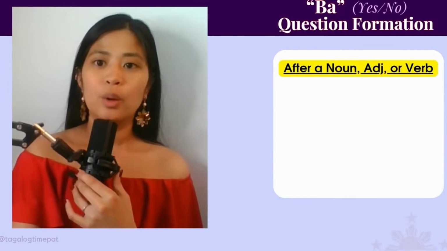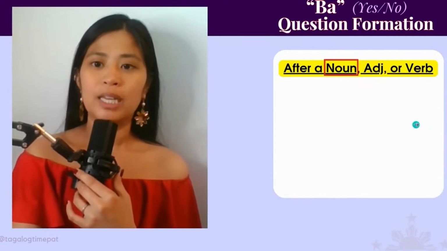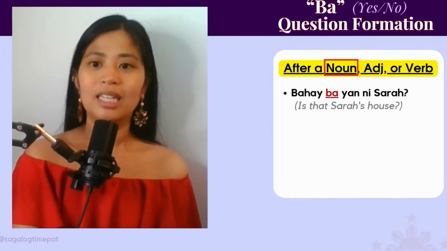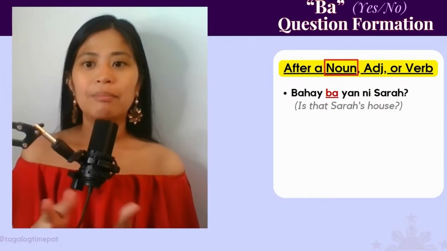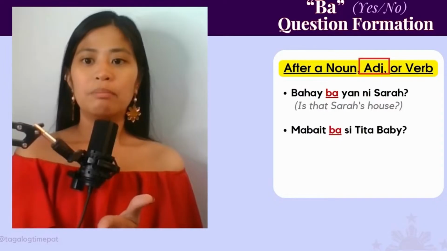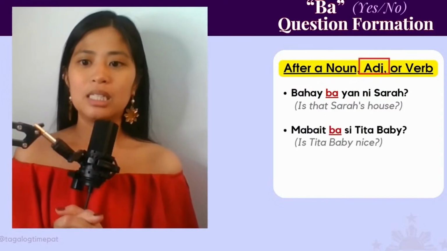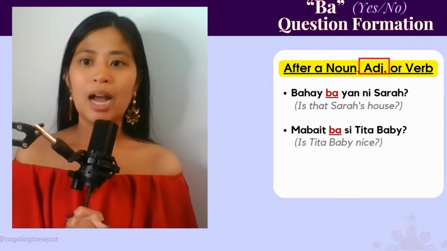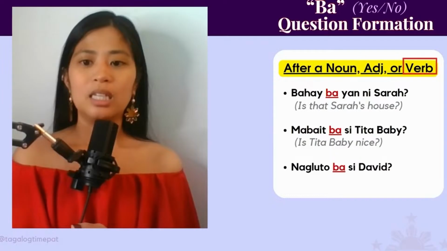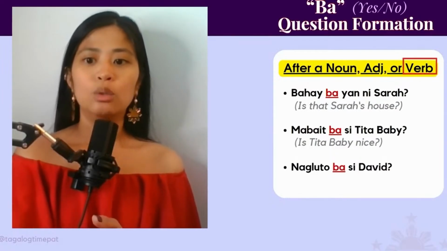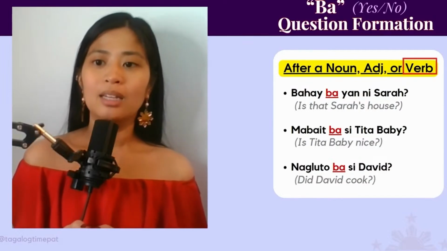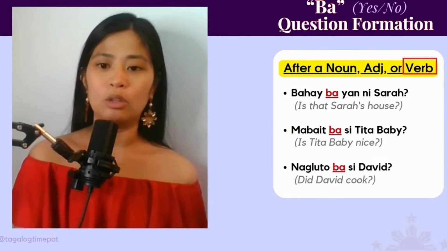So first, it can go after a noun, adjective, or verb. For example, bahay ba yan ni Sarah? Is that Sarah's house? Bahay ba yan ni Sarah? It's going after the noun. Or, mabait ba si Tita Baby? Is Tita Baby nice? Mabait ba si Tita Baby? So it's going after the adjective, mabait. Lastly, it can go after the verb. Nagluto ba si David? Did David cook? Nagluto ba si David? So it's going after the verb nagluto.